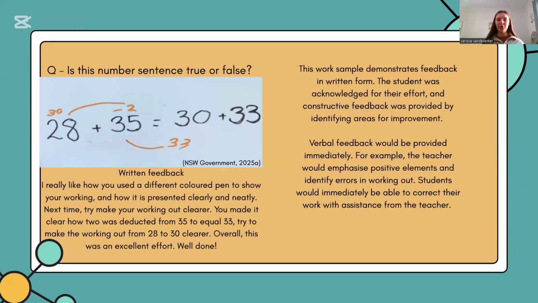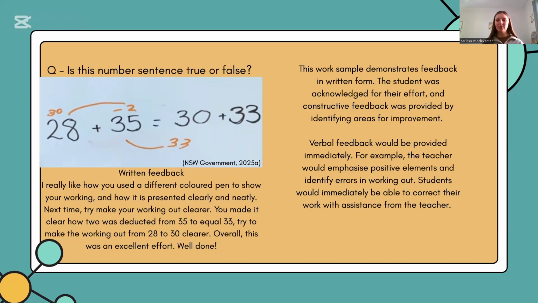For this work sample, the question, is this number sentence true or false, is provided with written feedback. I really like how you use a different color pen to show your working and how it is presented clearly and neatly. Next time, try and make your working out clear. You made it clear how 2 was deducted from 35 to equal 33. Try to make the working out from 28 to 30 clear. Overall, this was an excellent effort. Well done.